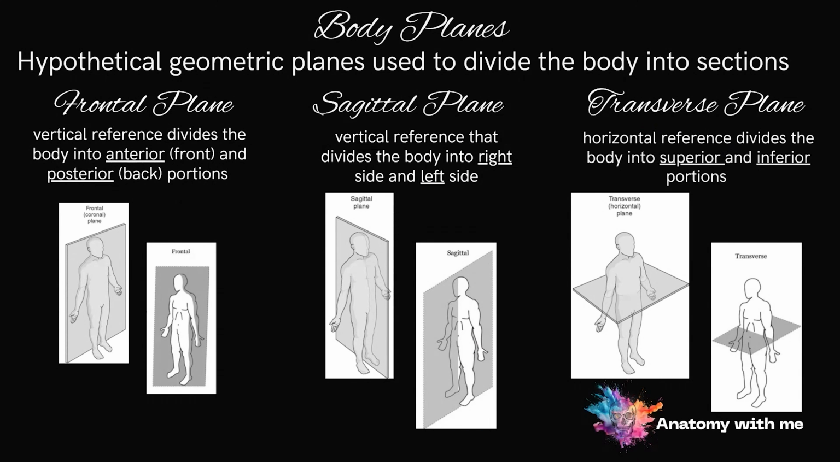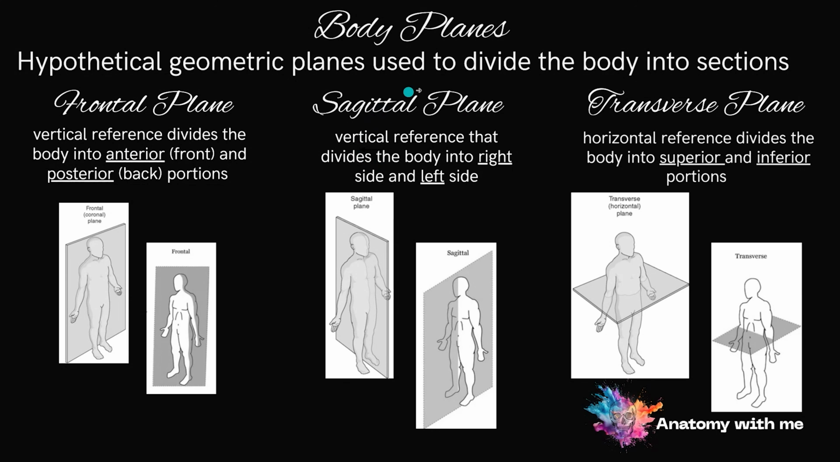Next are the hypothetical geometric planes. We have 3 of them and they're used to divide the body into sections. The frontal plane, here's your frontal plane. It is a vertical reference that divides the body into anterior and posterior portions. So front and back portions.